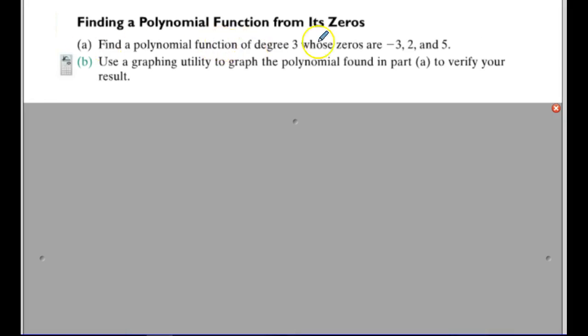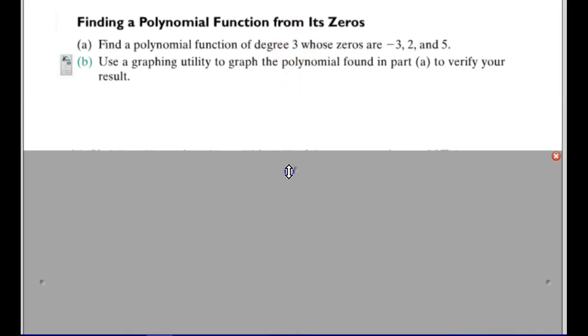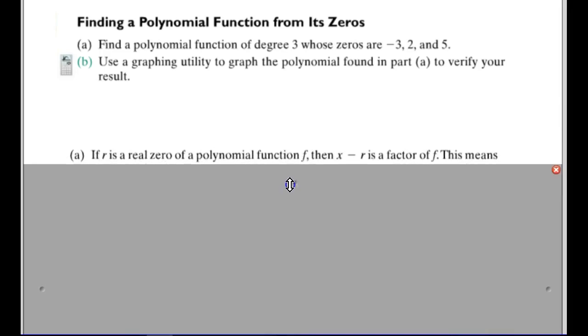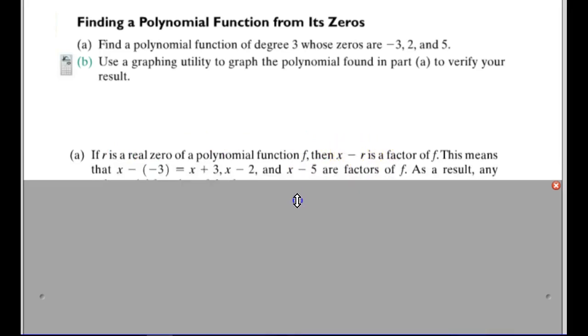So here we're going to find a polynomial from its zeros. So I'm going to be given its zeros, kind of its degree, and I have to write the polynomial from that. And then I need to graph it to verify my result. Okay, so the first thing I know is that if r is a real zero, then x minus r is a factor. So I can go ahead and rewrite this.